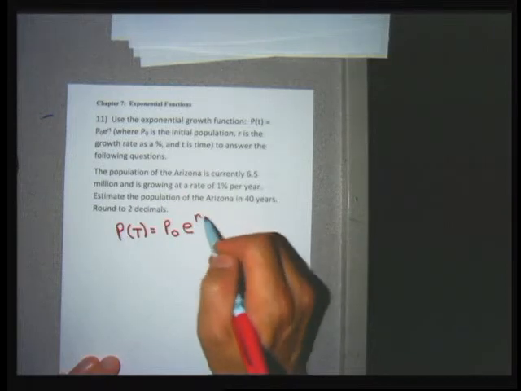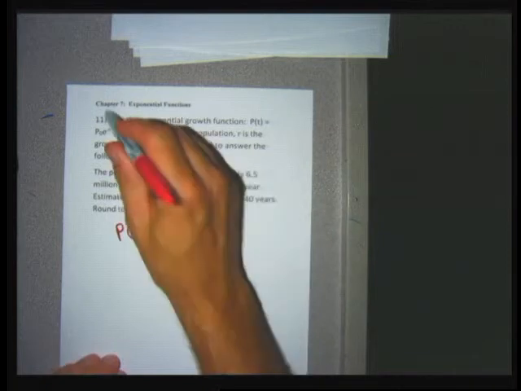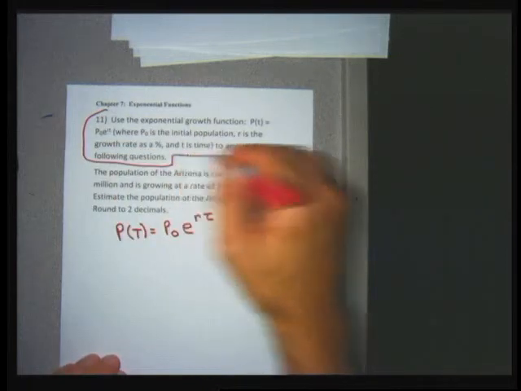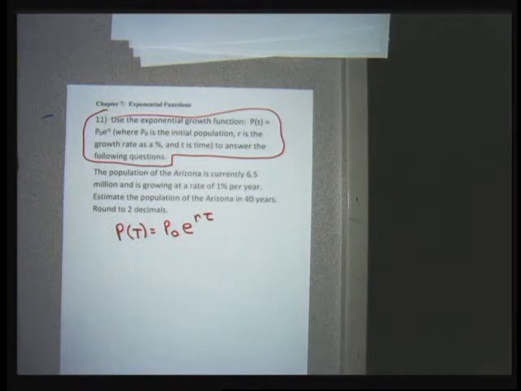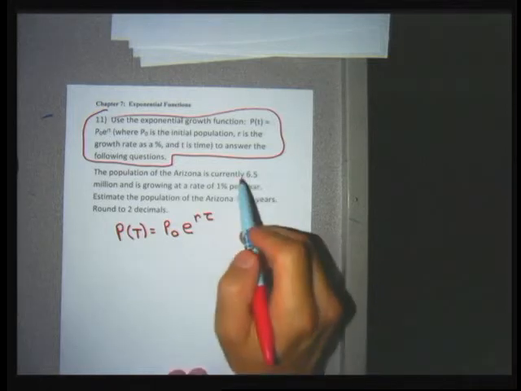The R is the growth rate as a decimal. And the T is the number of years. So as I go through this problem, the top gives me the equation. That's all the top paragraph was for. And then the second paragraph talks about the population in Arizona.